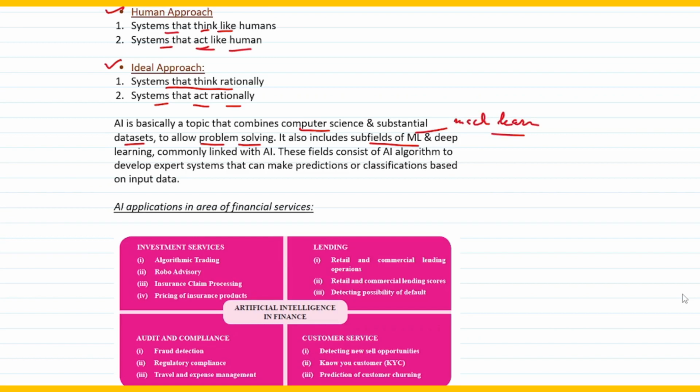So this AI topic combines both computer science and substantial data sets. It also includes subfields of machine learning and deep learning, which are commonly linked with AI. So you have two topics, machine learning and deep learning, and they are directly or commonly linked to artificial intelligence. Now these fields consist of AI algorithms to develop expert systems that can make predictions or classifications based on input data. So you input data, and the AI algorithm, with the help of expert systems, can make predictions, or help you make certain classifications, right?